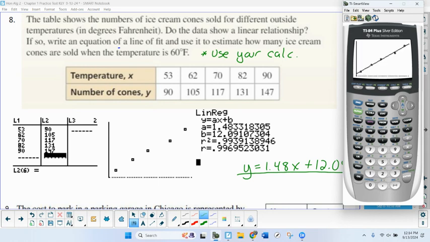All right, now what do I do next? Go to second and then calc. Second calc, 1. And I want to know for what? 60. And how many ice cream cones? Now, are you going to round this if it's an ice cream cone? Can you have a fraction of an ice cream cone? No. So how many ice cream cones are you going to have? 101. Good. Questions?